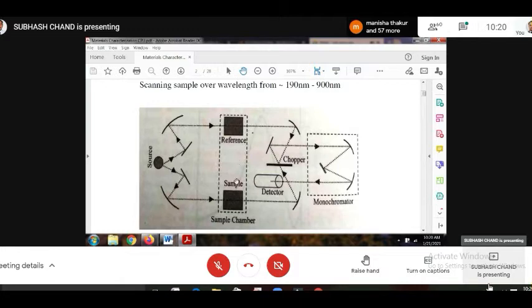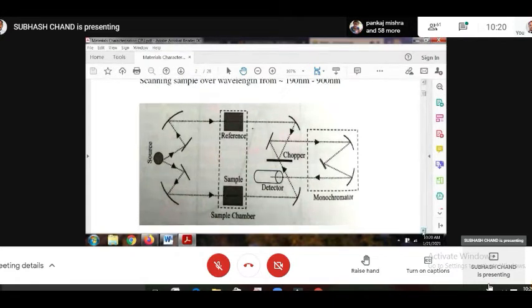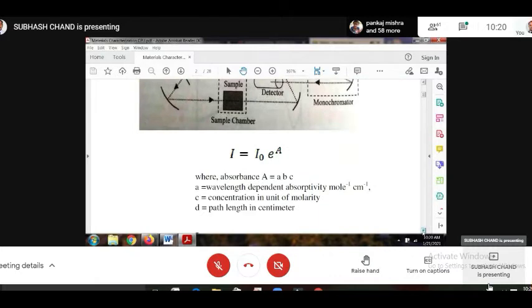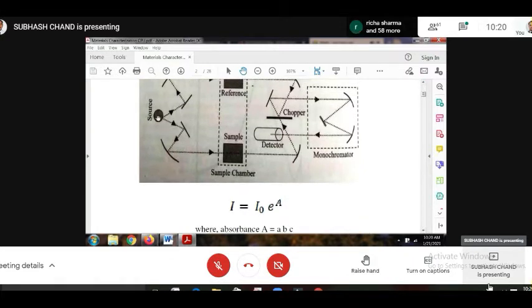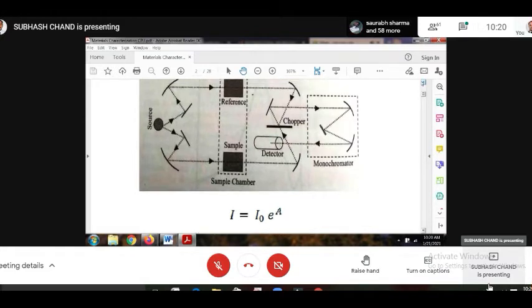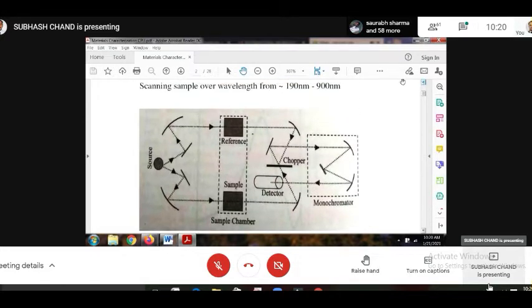So this intensity ratio of the two beams will be available as the output of the detector, and this output of the detector is taken and plotted on paper as a function of wavelength. This source is a continuous white light type source, or you may have 2-3 sources, because we cannot have a single source which can emit the entire wavelength range.